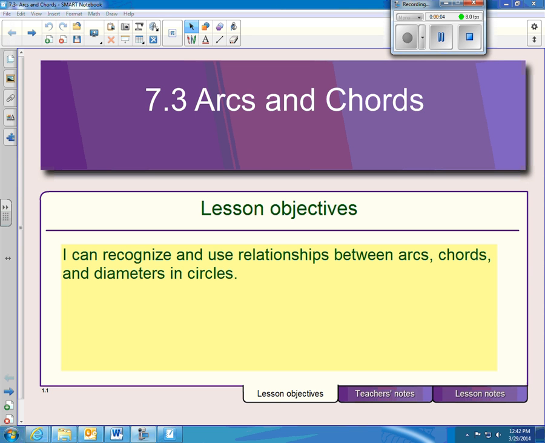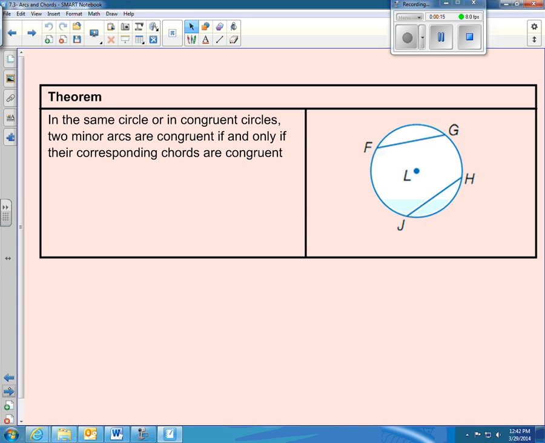Mrs. Matheson here. We're going to be doing Unit 7, Notes 3 on arcs and chords. Our learning target today is: I can recognize and use relationships between arcs, chords, and diameters in circles. Okay, so let's just talk about some theorems. We're going to see about four theorems today.